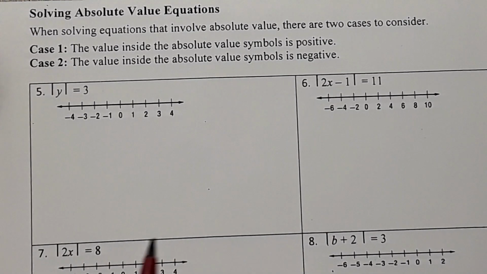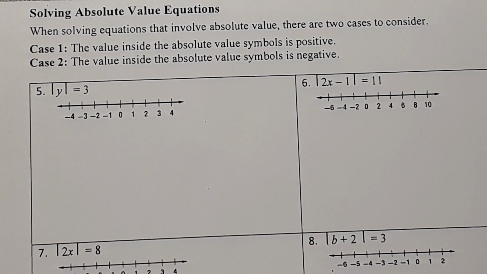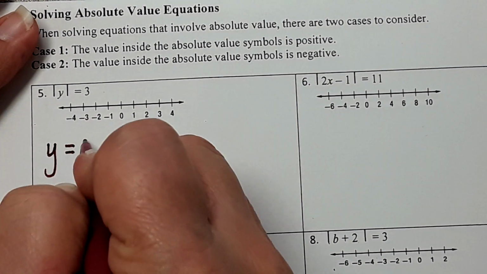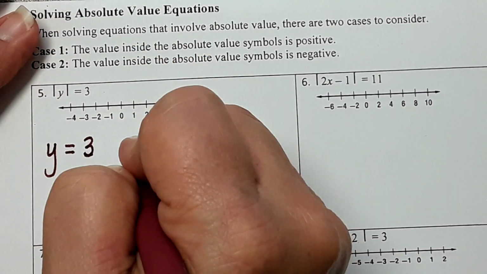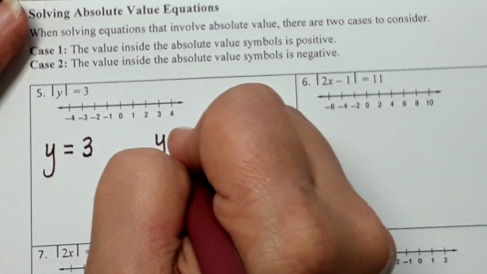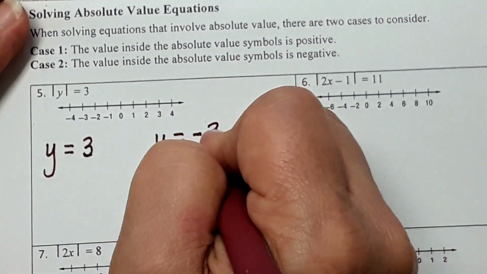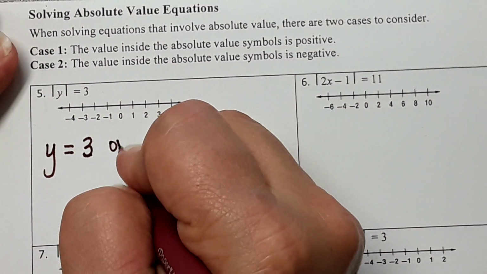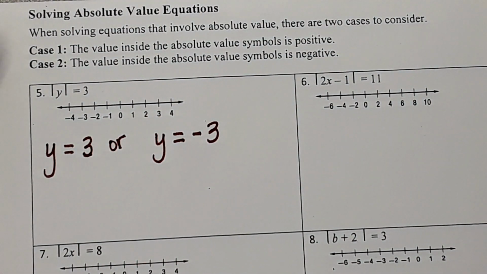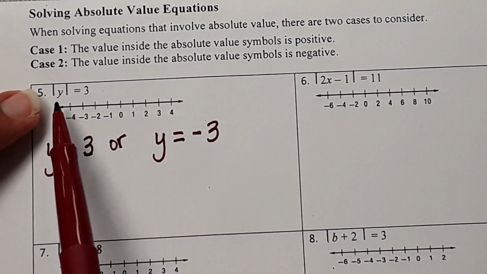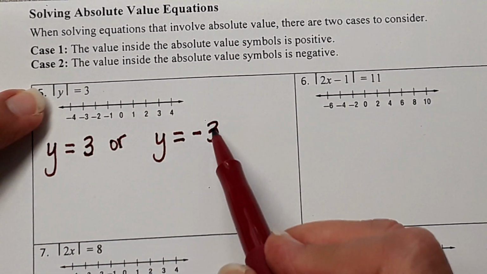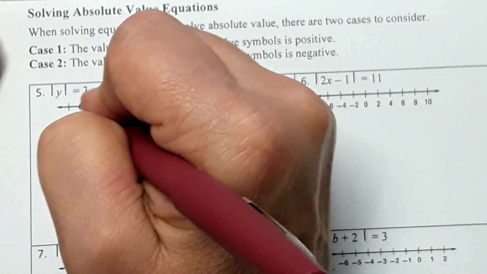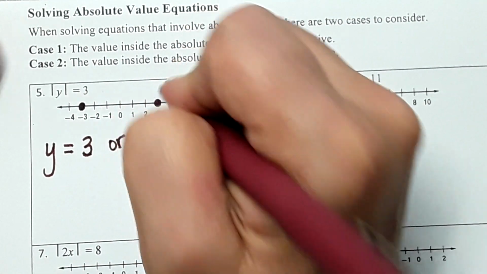So we're going to solve an absolute value equation. What we're going to do is set it up as y equals 3 and y equals negative 3, because y could either be one of those. So y could be 3 or negative 3, right? The absolute value of 3 is 3. The absolute value of negative 3 is 3. So we're going to graph those. Just put points on 3.